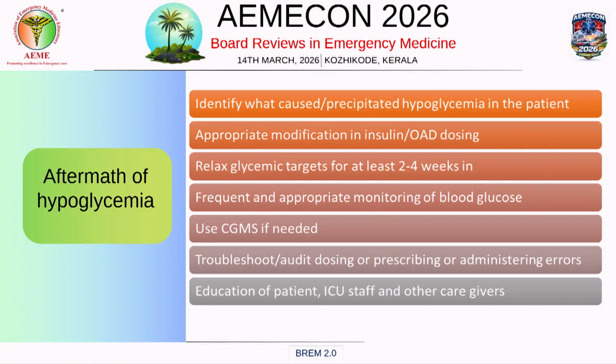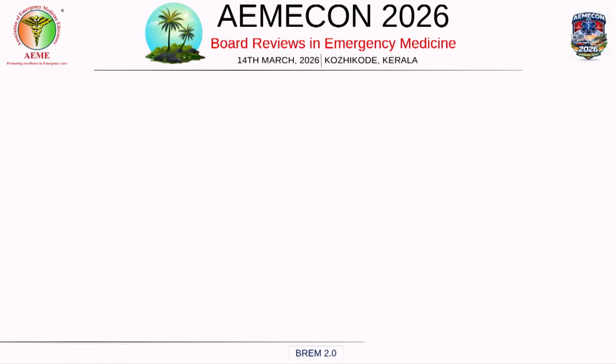The modification needs to be done. Frequent and appropriate monitoring of the blood glucose, and relax the glycemic target for the next 2 to 4 weeks at least, and troubleshoot what went wrong. Was your dosing wrong? Is the requirement low? Whatever it is, that needs to be corrected.